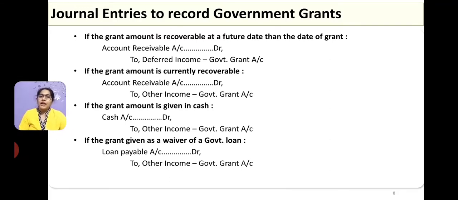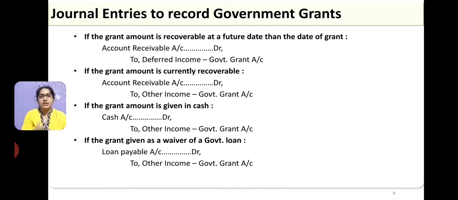Then if the grant is given as a waiver of a government loan, suppose you have taken a loan and the grant is to waive off that loan, then loan payable account gets debited to other income. Whenever we receive the grant, it is treated as other income, then we credit that and debit the loan payable. Sometimes you may be receiving an asset as a form of government grant, then you debit that asset and credit the other income, or some part of the asset.